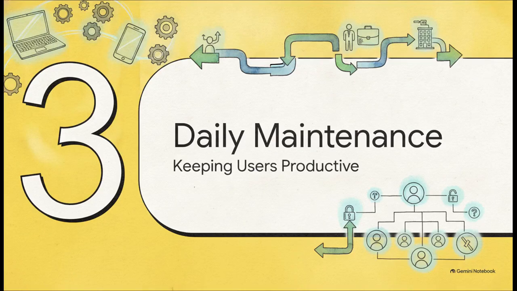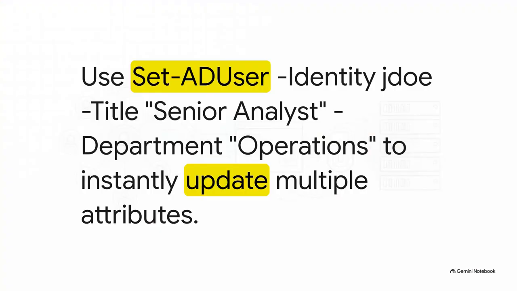All right, Section 3, daily maintenance and troubleshooting. Keeping Jane productive. Let's fast forward a bit. Jane's role is evolving. She's changing departments, and normal help desk issues are absolutely bound to pop up. So let's say Jane gets a promotion. Good for her. By using the Set-ADUser command and pointing it right at her identity, JDoe, we can just stack parameters to update her title and department at the exact same time. No right-clicking, no hunting through 5 different property tabs, just one clean command.